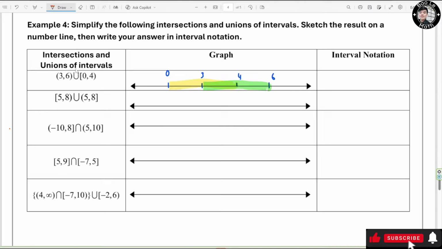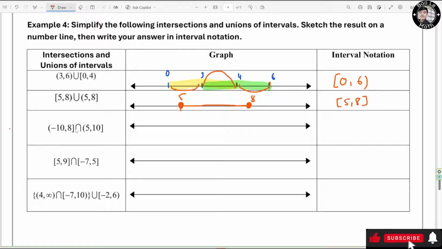Now we look at this one right here, union. Which means we need to combine the overlapping and non-overlapping parts. So non-overlapping is right here, and overlapping is right here. So it should be from 0 to 6. Now 5 to 8 union 5 to 8. So we have 5 right here, 8 right here. We include 5, so it should be a closed circle right here to 8. The second one we include 8, so it should be a closed circle right here. So if we union this one, it should be 5 to 8, closed circle.